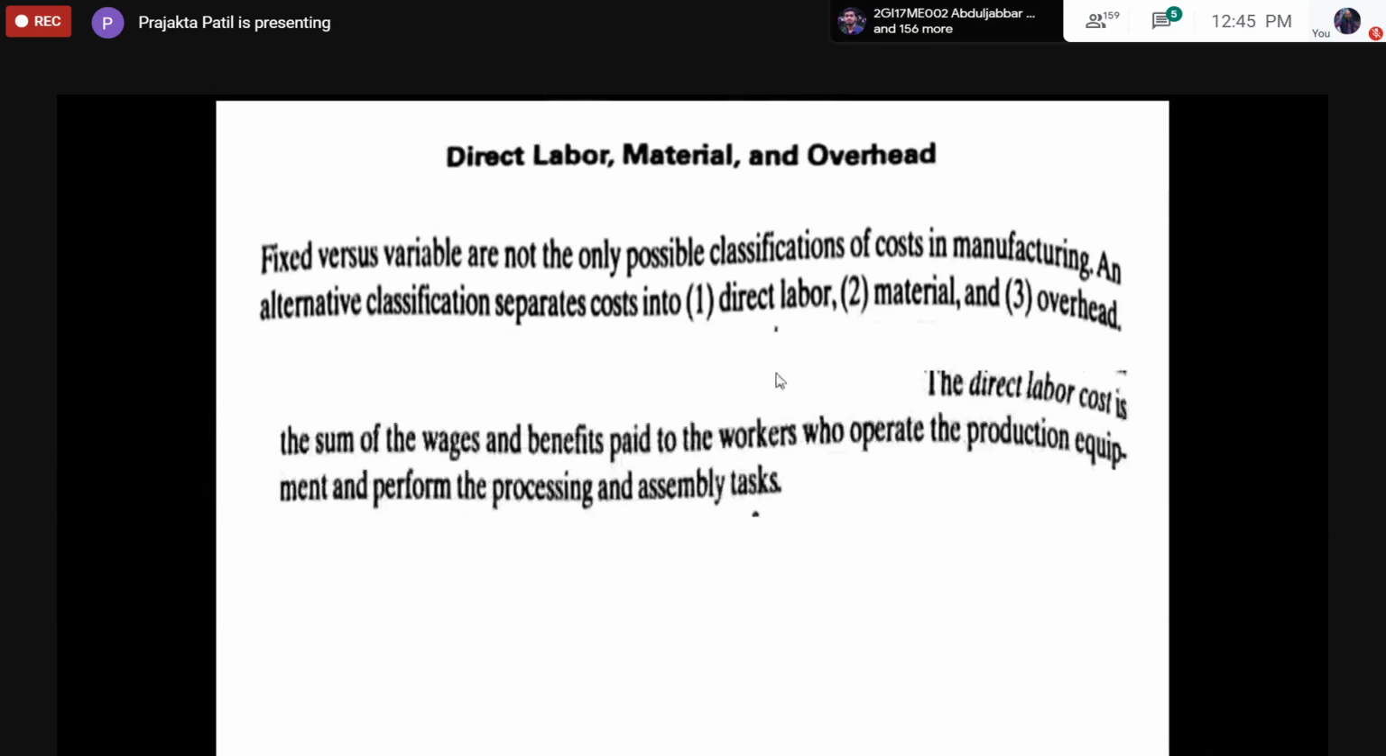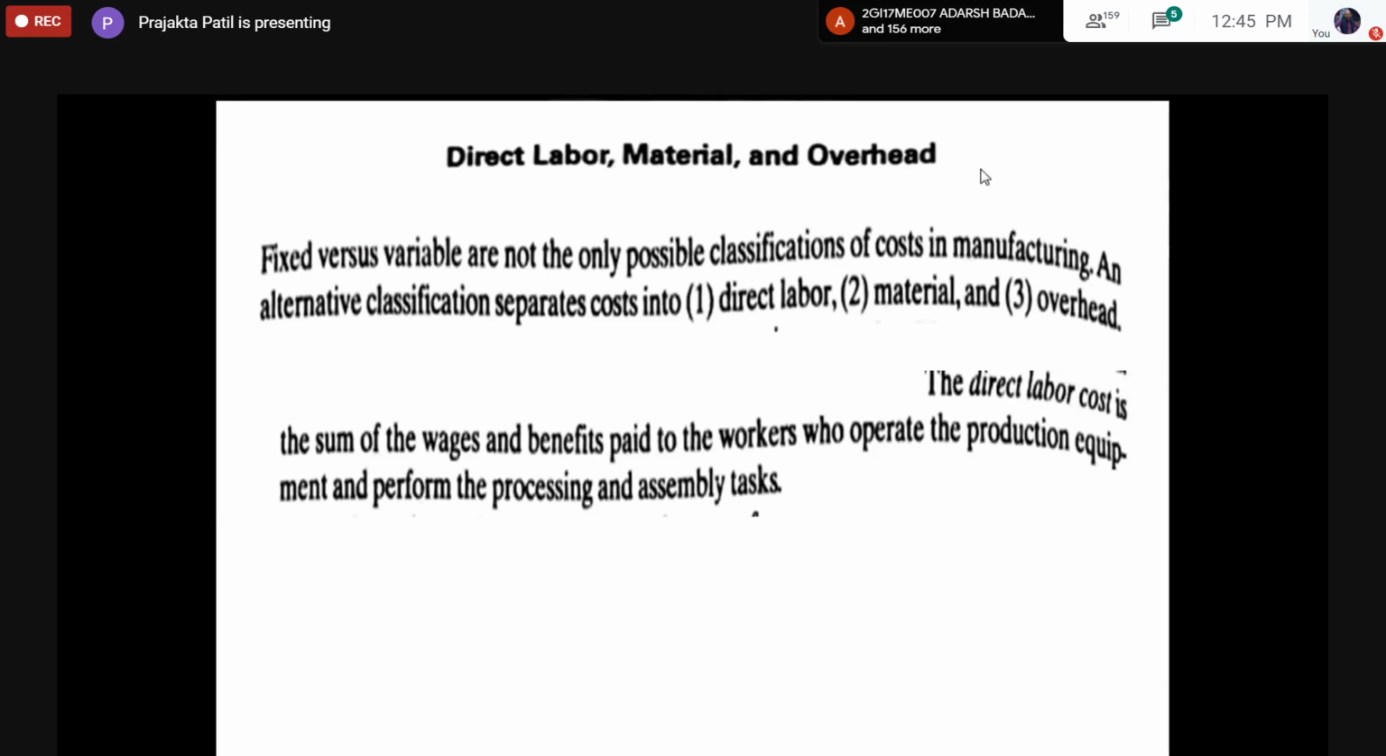Direct labor cost is a sum of wages and benefits that are paid to the worker who operates the production equipment and performs the processing and assembly task. So it's very obvious, we must have already come across what this direct labor cost is in our previous semesters. So we know what direct labor is. A very simple definition is given here.